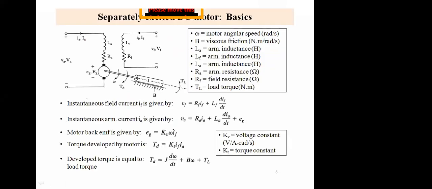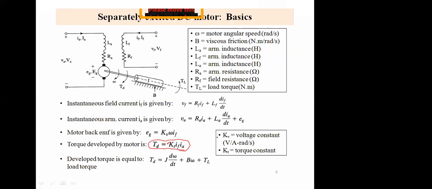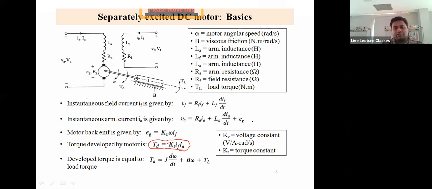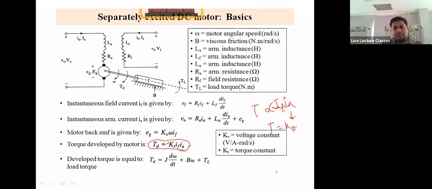So can we write this as KT into IF IA, right? What is this KT? KT will be a constant, a torque constant. See, anything constant, IF IA, if you want to write it in terms of an equation, what do you include? A constant, right? So here it is KT. Got it? So it will be KT IF IA, that's it.